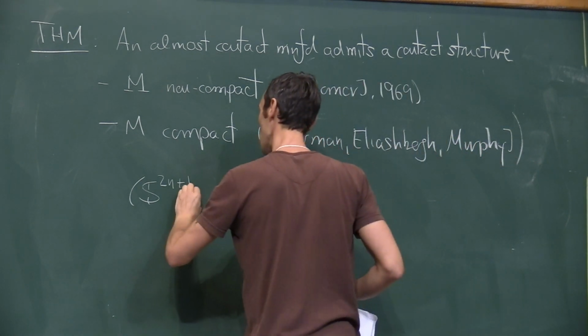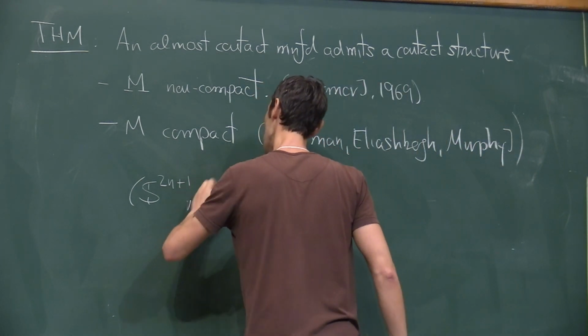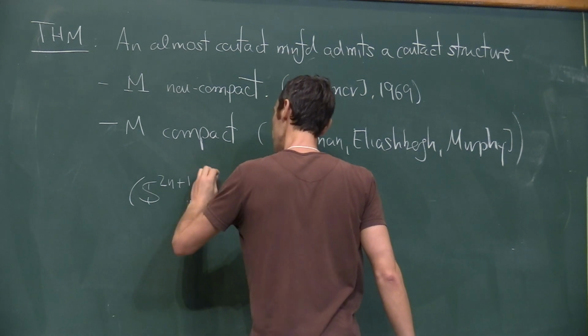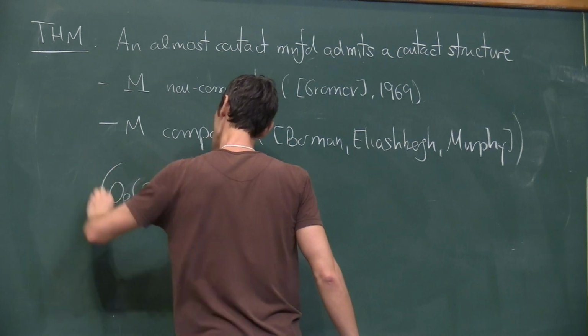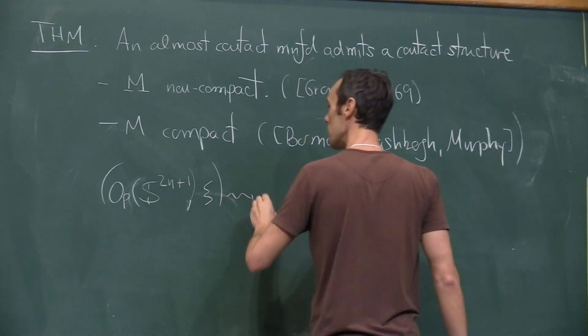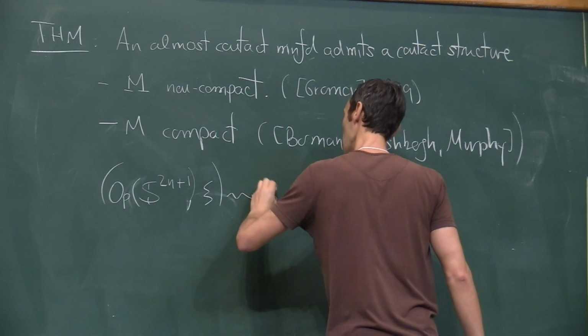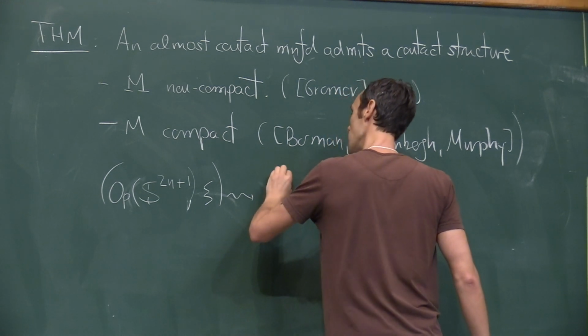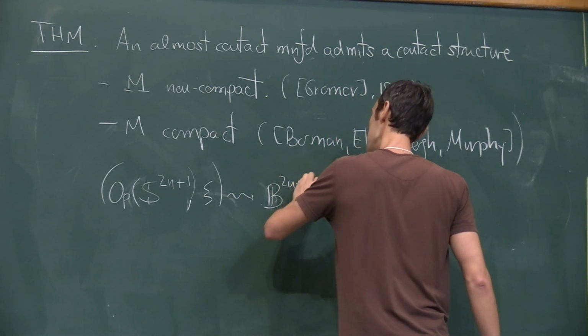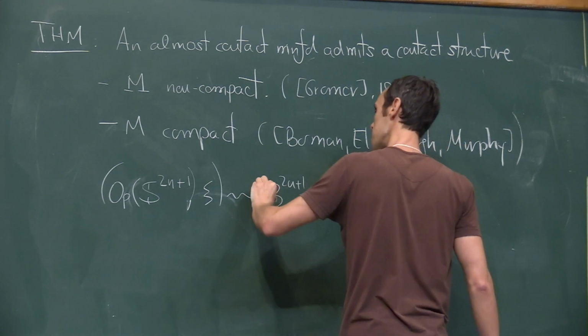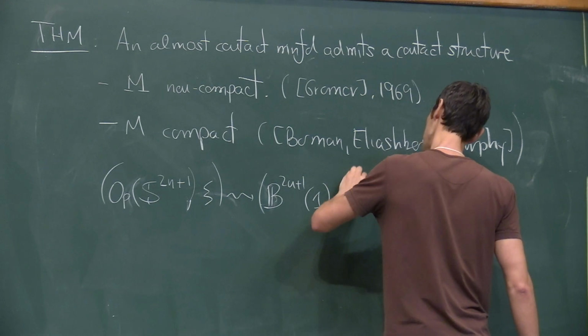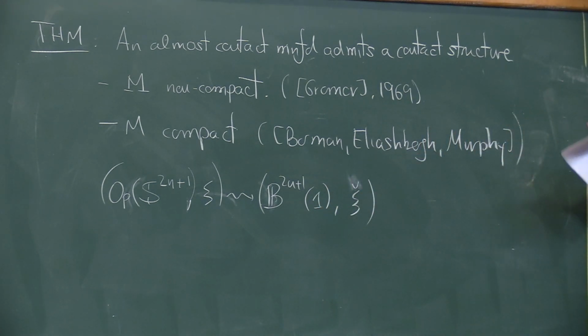So this is really the theorem, to go from the sphere with a germ of contact structure. So this is, let's say, an open neighborhood of the sphere. So any contact structure defined on the sphere extends in a very complicated way to a contact structure in the ball.